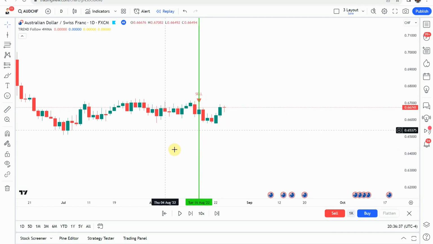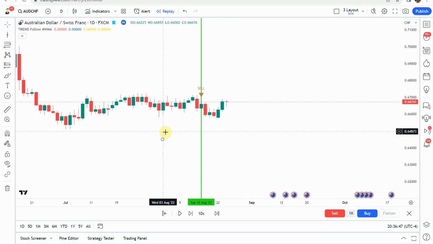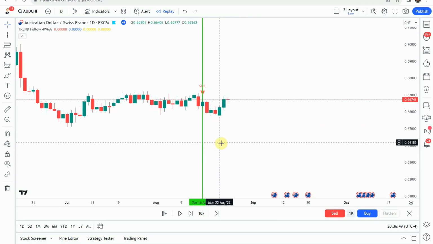Alright, the next signal that we pick up is a sell signal. We get that sell signal right here, and we get a little bit of a push to the downside here. It is enough to come down and hit our take profit. Let's go ahead and continue on.